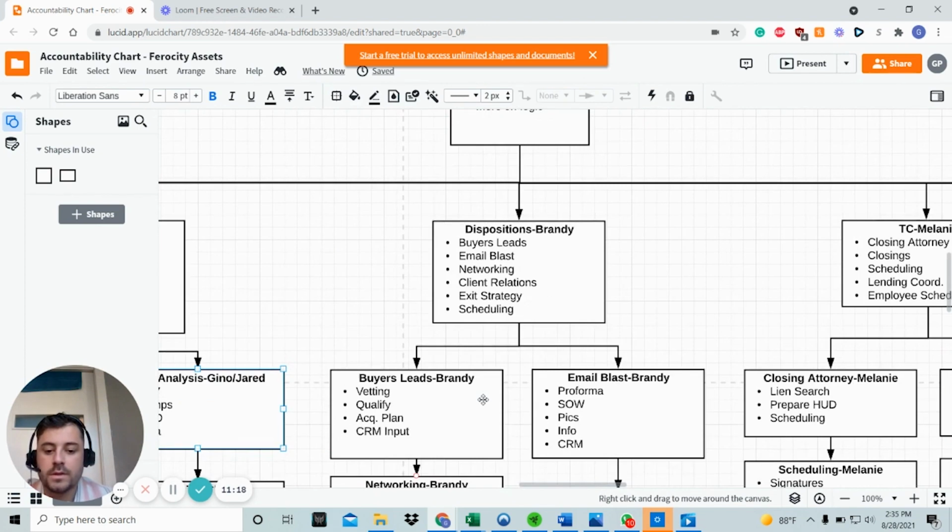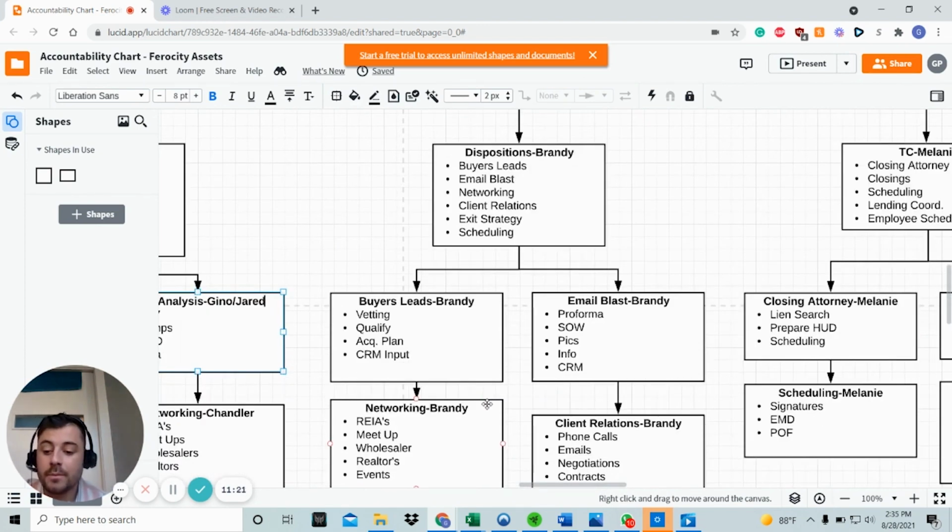So let's move over now to our dispo department. It's actually all run by Brandy, and Brandy gets a 3K base, and she gets $100 per deal. Or excuse me, she gets $500 per deal. I lied to you. So a 3K base and $500 per deal.